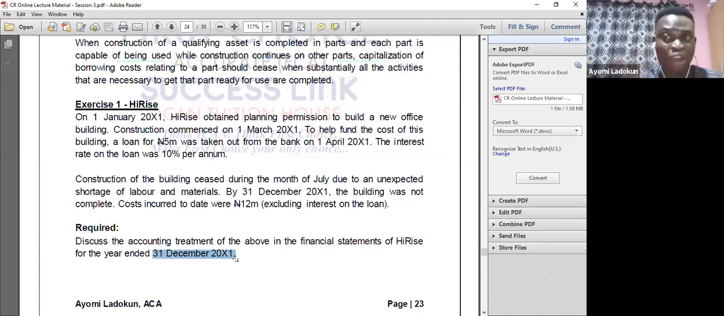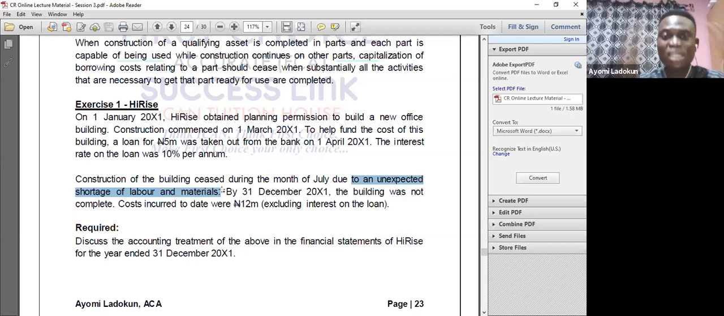Because I know at the back of my mind that suspension will only occur when there is an interruption to active development. However, construction will not be ceased or suspended if the waiting time or the interruption was necessary to get the asset ready. Then I ask the question, is there any information on suspension? If there is information on suspension, I will ask again, is it necessary to get the asset ready for intended use or sale? Okay, so I'll now say construction of the building ceased during the month of July. Okay, so what happened? Why did it cease? They said due to unexpected shortage of labor and material.